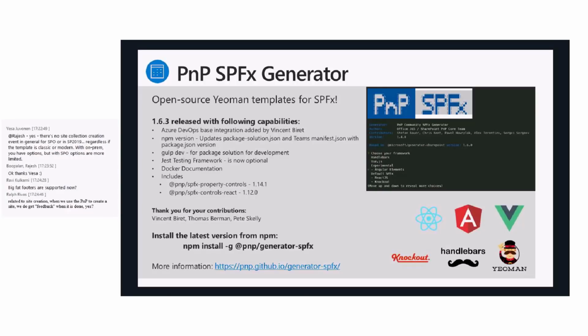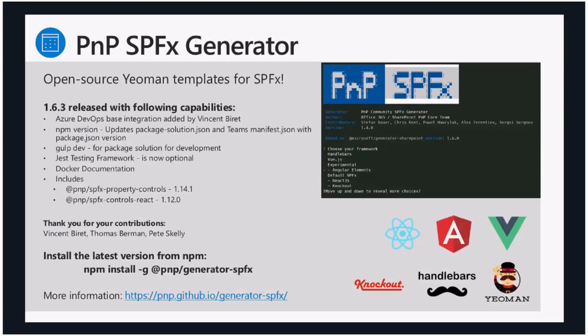If you want to install or test out this generator, just use npm install -g @pnp/generator-spfx. Or if you want more documentation, you can find it on pnp.github.io/generator-spfx. And now back to you, Patrick.